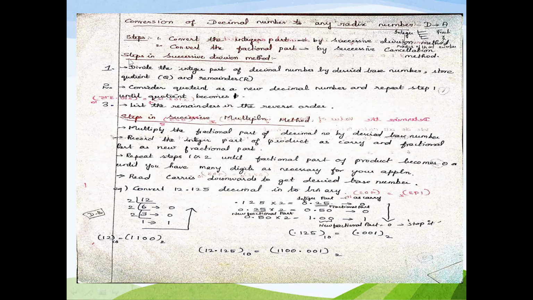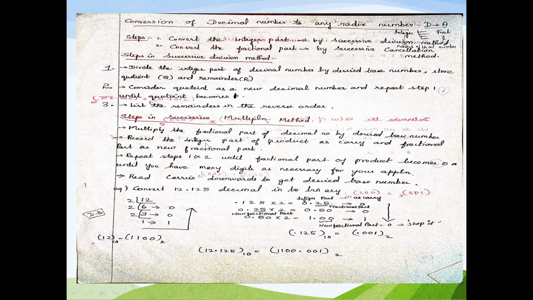Okay, so you can have the successive division method. Divide the integer part of the decimal number by the desired base number. Store the quotient and the remainder, and consider the quotient as a new decimal number and repeat the step until the quotient becomes 1, and list the remainders in the reverse order. So that is the procedure to be followed.